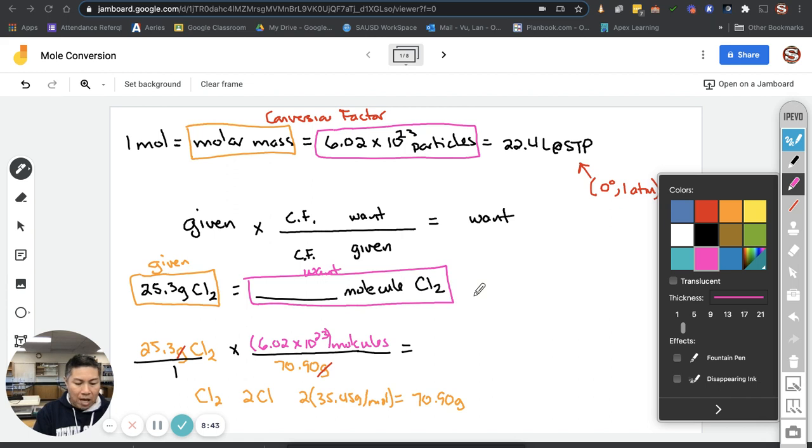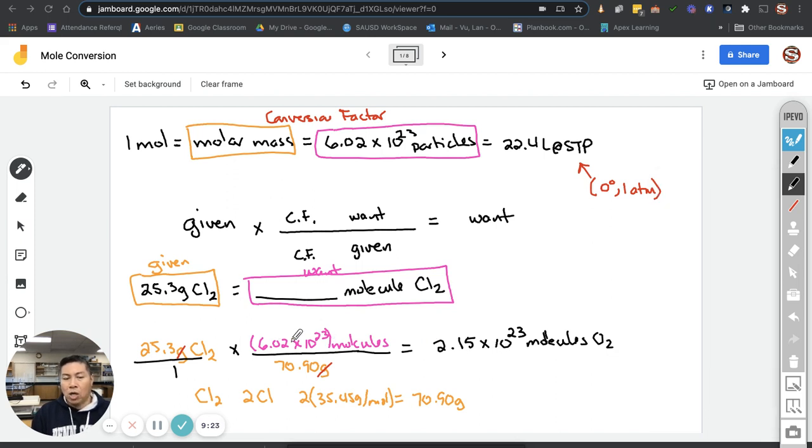So I'm going to start with 25.3 multiplied by the 6.02 times 10 raised to the 23rd power. Equal that, and then I'm going to divide that by the 70.90 on the bottom, which means I have the answer as 2.1, let's say, round to two decimal places, so that's 2.15 times 10 to the 23rd molecules of Cl2, okay? And that is my final answer.